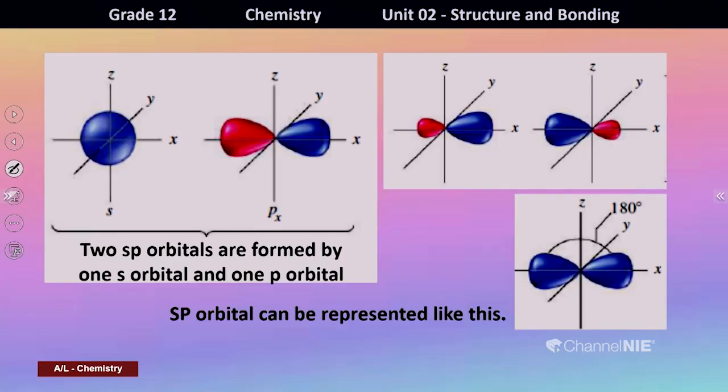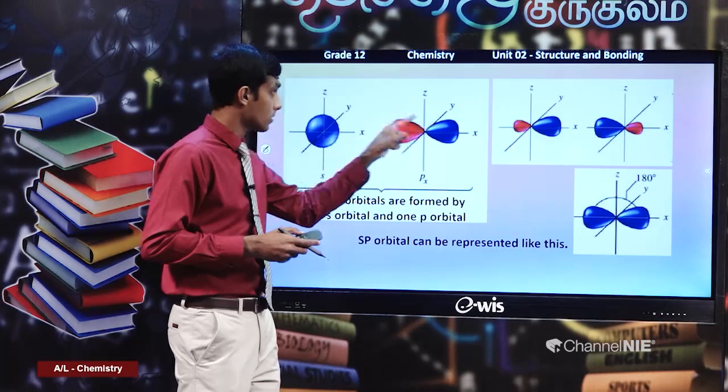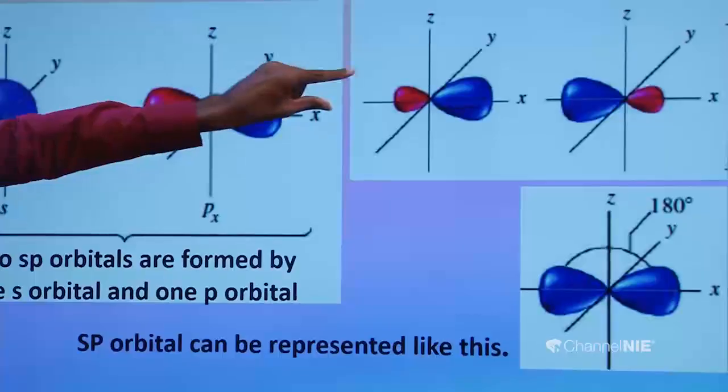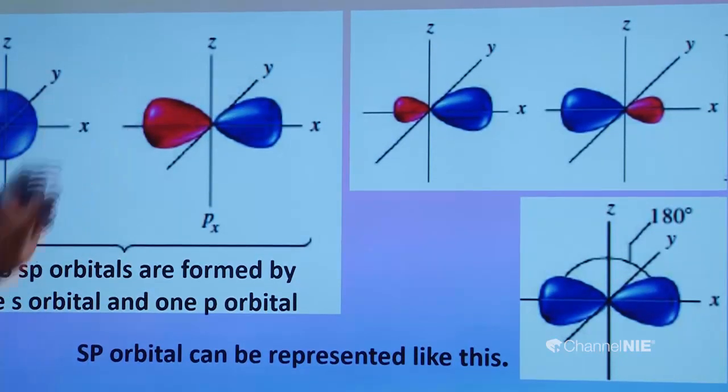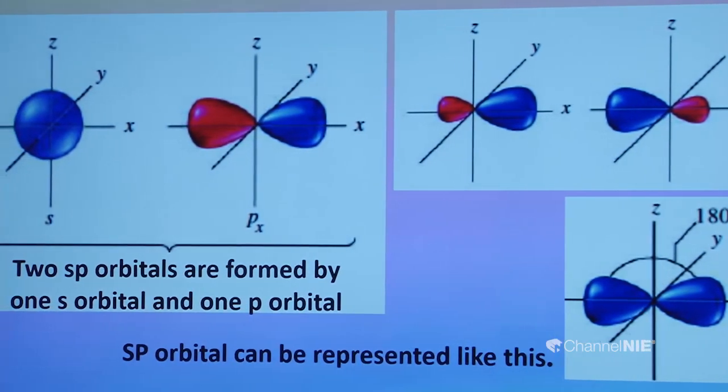Here one s orbital and one p orbital are involved in the hybridization. So, these are the shapes of sp orbitals. P orbitals, you know, are dumbbell shaped, but sp orbitals have shapes different from s and p orbitals. Now, since there are 2 sp orbitals formed, they will remain in the atom so that repulsions are minimum.